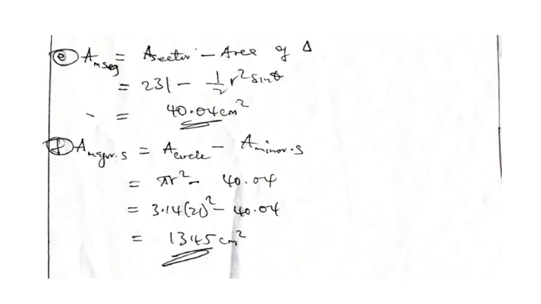And E, area of minor segment, is area of sector minus area of triangle. That is 231 minus half r squared sine theta. When simplified, it is 40.04 centimeters squared.